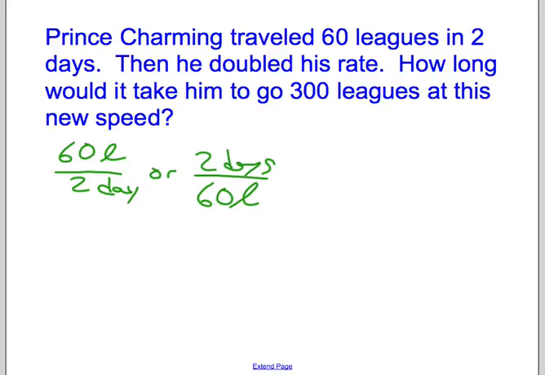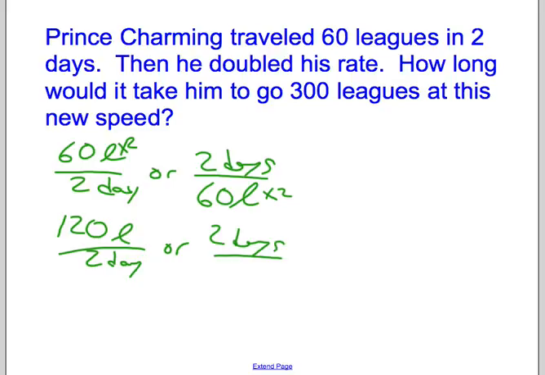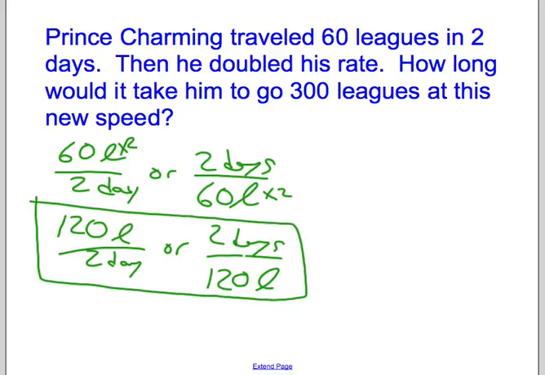So these are the original rates, but if we double that, then the rate we just show by multiplying by 2, then our new rates would be 120 leagues in 2 days, or 2 days to 120 leagues. So these are the doubled amounts that we want to use to solve our problem. Okay, we doubled the rate. How long would it take him to go 300 leagues?